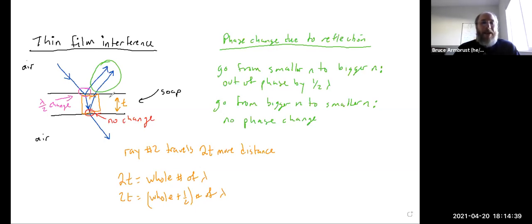Yeah, the wavelength in the soap isn't the same as the wavelength in air. So if we're shining a red light, let's say we've got a red laser and we shine it in here, while its wavelength in air is, let's say, 650 nanometers, its wavelength in the soap is not 650 nanometers. The wavelength actually changes when we're in a different medium.